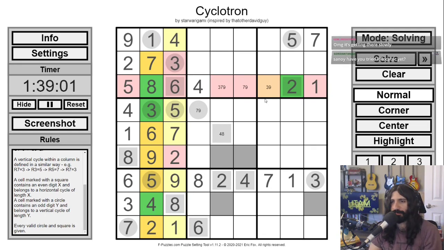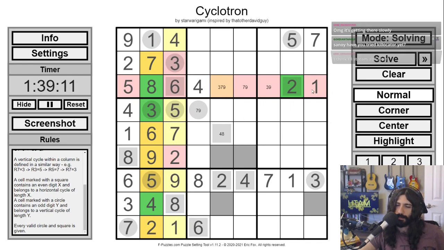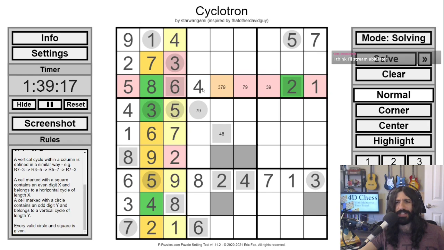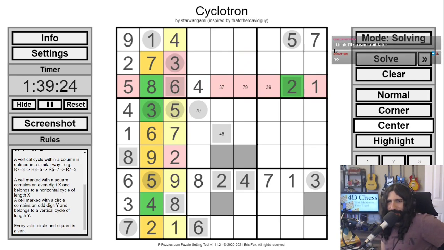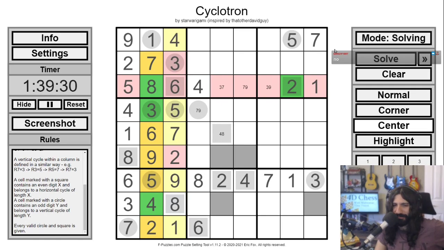It's getting there slowly. Hell yeah, man. Sonoa's on fire. Row 3, column 5 isn't 9? Because then you'd have 9, 1, 5. That would be a 3 cycle. Hey, I thought I explicitly calculated this. That's messed up. I'm upset. But okay. Well done, Sonoa.